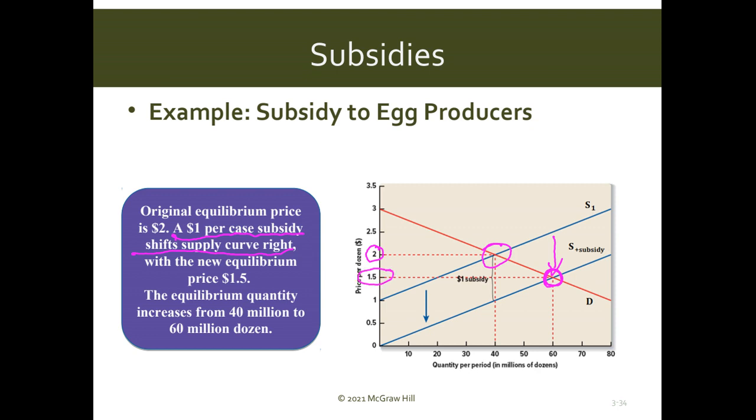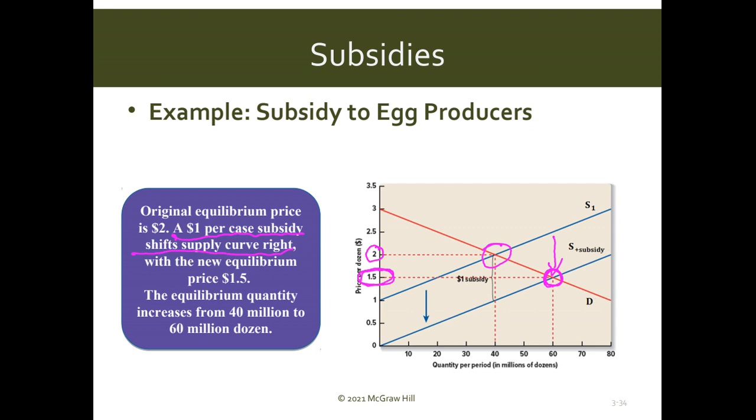You must understand this. Since this subsidy of $1 is given to producers, consumers are not receiving any subsidy. So now consumers are paying this new equilibrium price. They are now paying $1.5 instead of $2. So they are also getting benefit from the subsidy given to producers. They are getting 50 cents benefit.